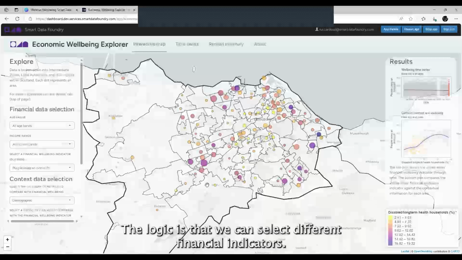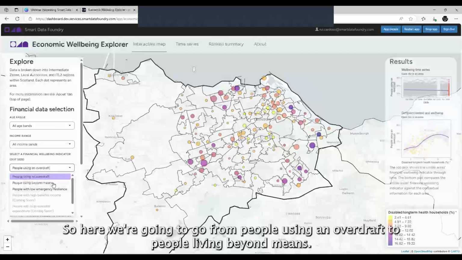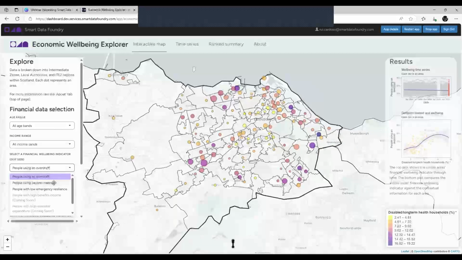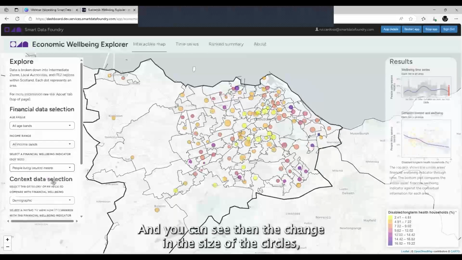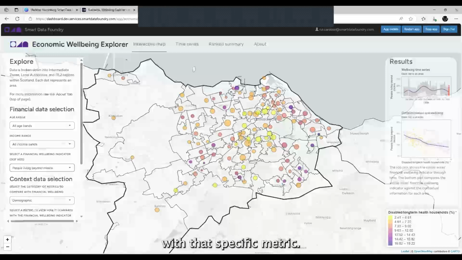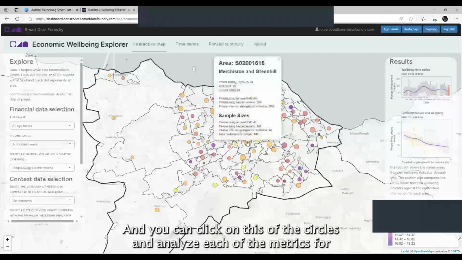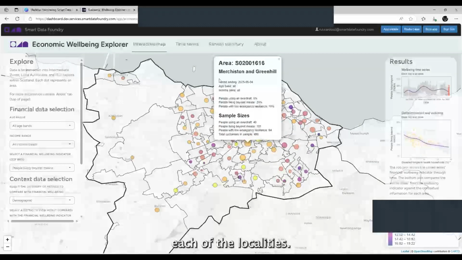The logic is that we can select different financial indicators, as I mentioned earlier. So here we're going to go from people using an overdraft to people living beyond means, and you can see the change in the size of the circles. The size of the circles means that there's more people struggling with that specific metric. So the bigger the circle, the more people, in this case, living beyond means. And you can click on each of the circles and analyze each of the metrics for each of the localities.